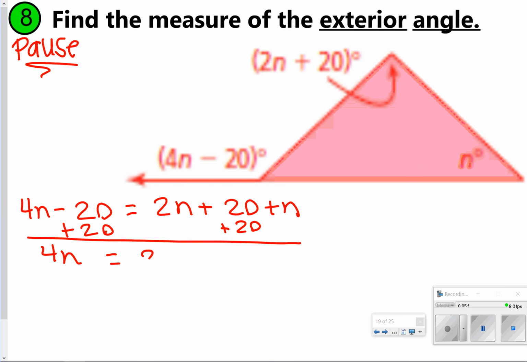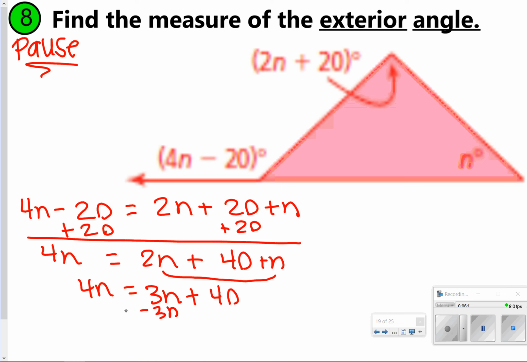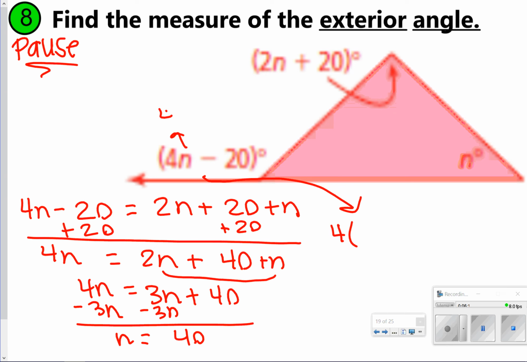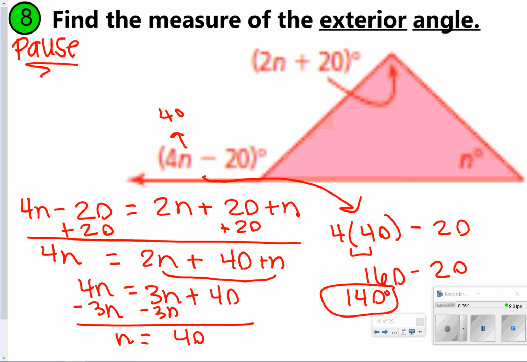I'm going to start moving around my numbers to get all the n's by themselves. So I'll have 4n is equal to 2n plus 40 plus n. I also note that I can put these two n's together to give me 3n plus 40 is equal to 4n. Subtract 3n from both sides, and I'm going to get n is equal to 40. That's not my final answer because what I need to do is plug in 40 where n is to get the measure of my exterior angle. So 4 times 40 minus 20. I know this is going to give me 160, and minus 20 gives me 140 degrees for the exterior angle.